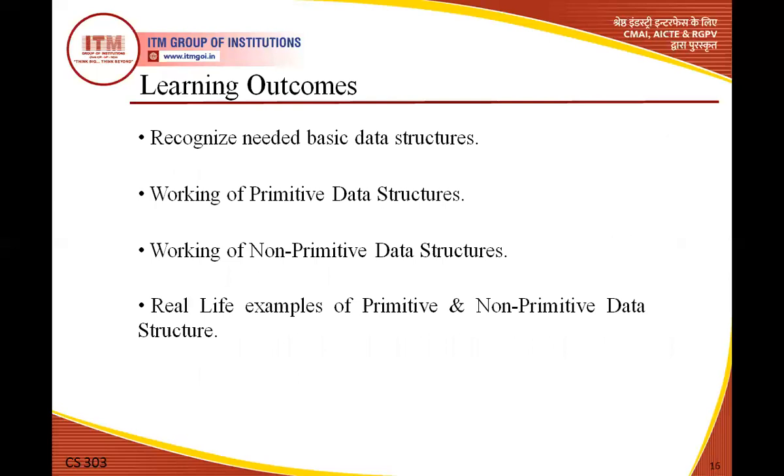The learning outcome of this lecture is that you learn the basic data structures: the working of primitive data structures and the working of non-primitive data structures. Primitive data structures are int, float, character, and pointer. You can learn how they work. And non-primitive ones are like tree, graph, linked list. I will tell you all the working so you can understand that. Real life examples, different things we are talking about. So how does it work?